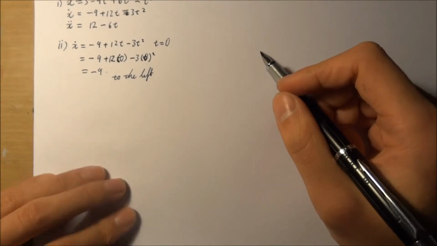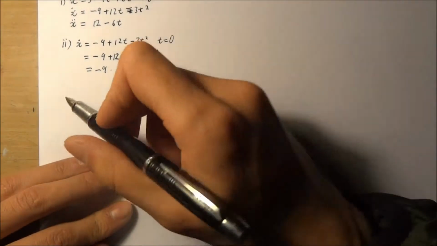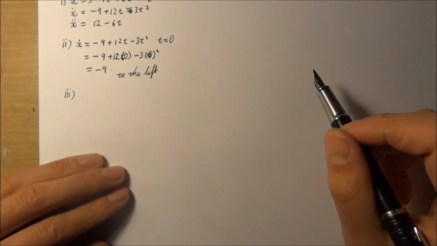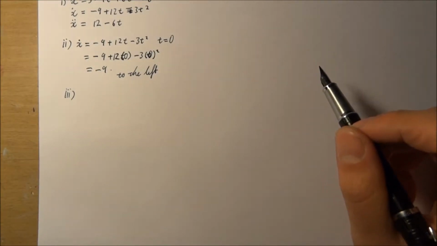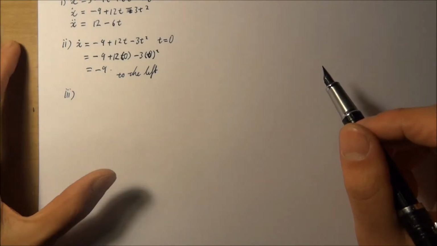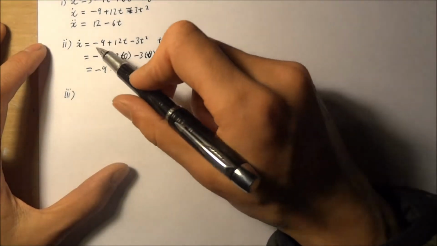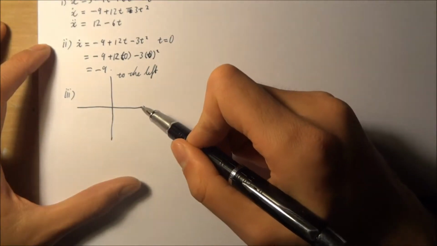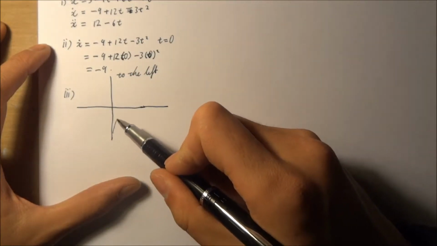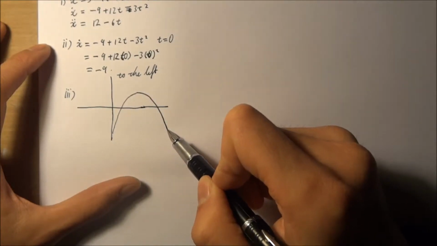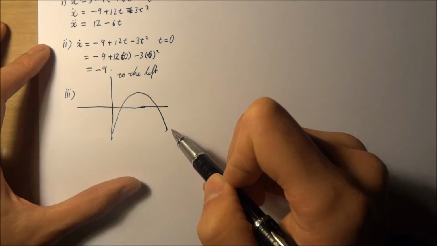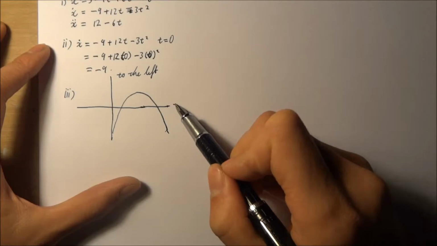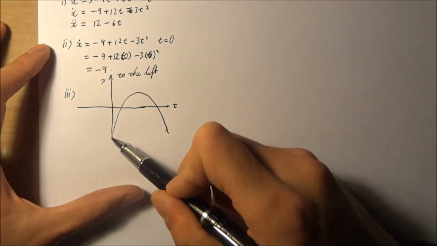Now the third part, look for points when it's stationary. Well, what is meant by stationary? Changing direction is when the velocity comes to 0. Look at this equation here. We can see an upside down parabola. This is the velocity, the change of velocity over time for this particle. So this is t and this is v.